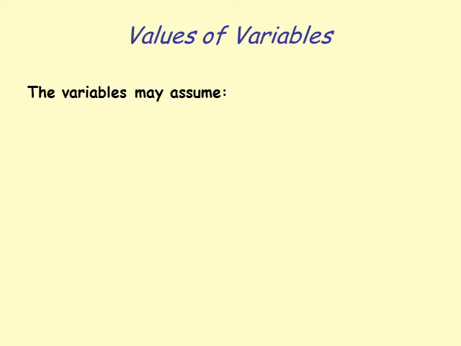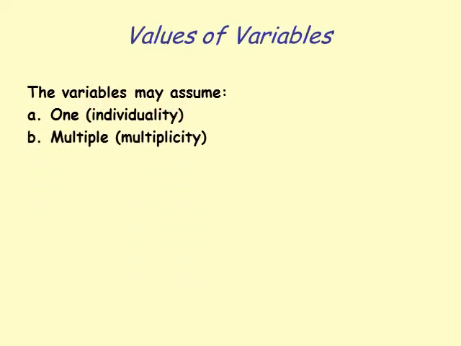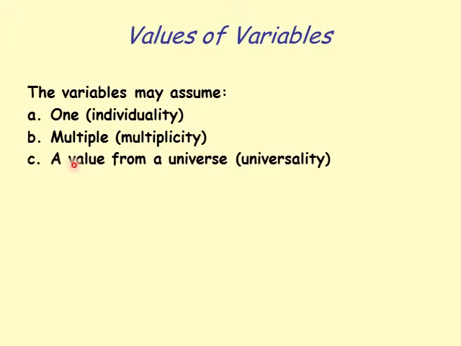Values of variables. A variable may assume one value, which we would call individuality, as James T. Glover called it. We might get multiple values, which is multiplicity, and we might get a value from a universe, which is universality. Universality and individuality are terms used by James T. Glover. Let's continue here.